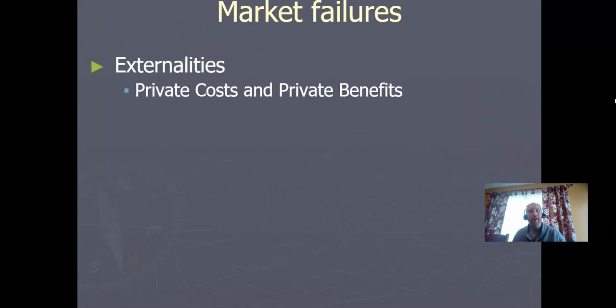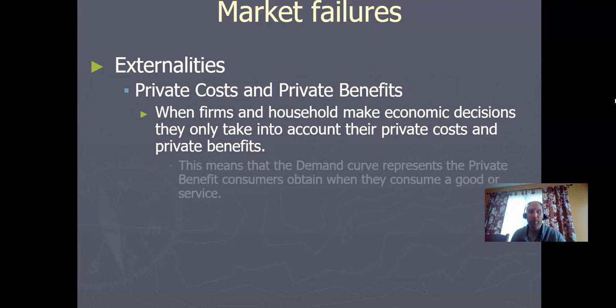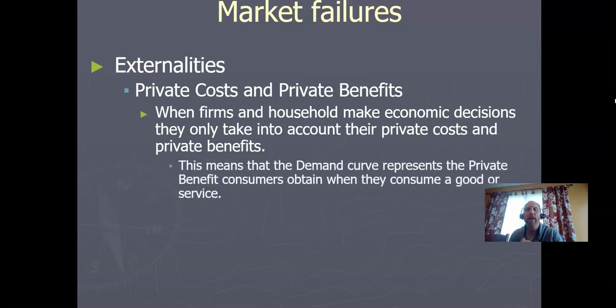Another way to think about private costs and private benefits, which goes along with what we've already learned in regards to supply and demand: when firms and households are making their economic decisions, they're only taking into account their private costs and private benefits. And so another way to think about private benefits, a demand curve represents the private benefits of consumers.